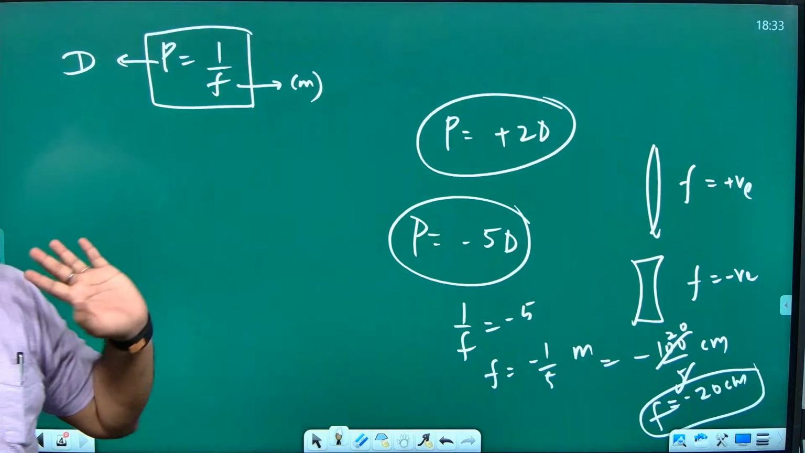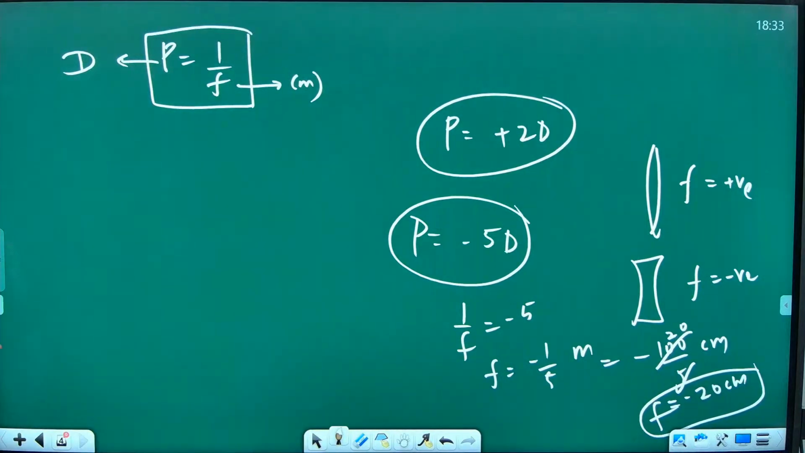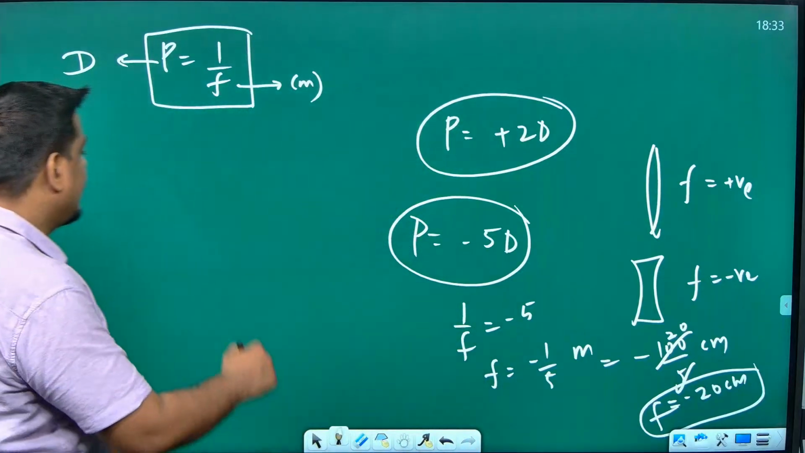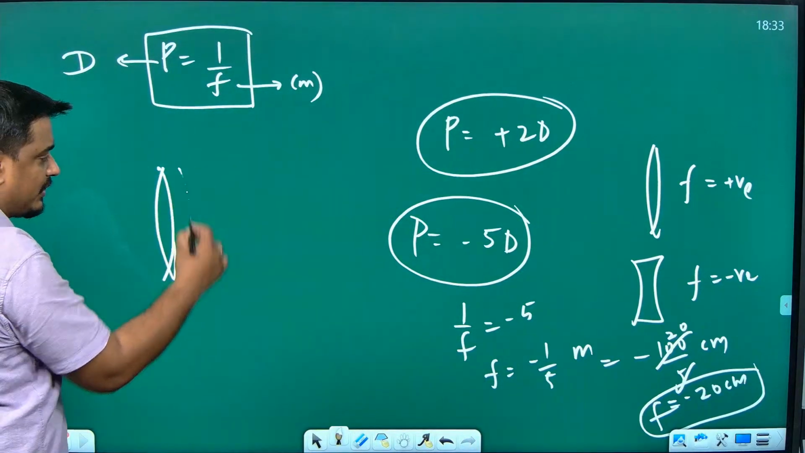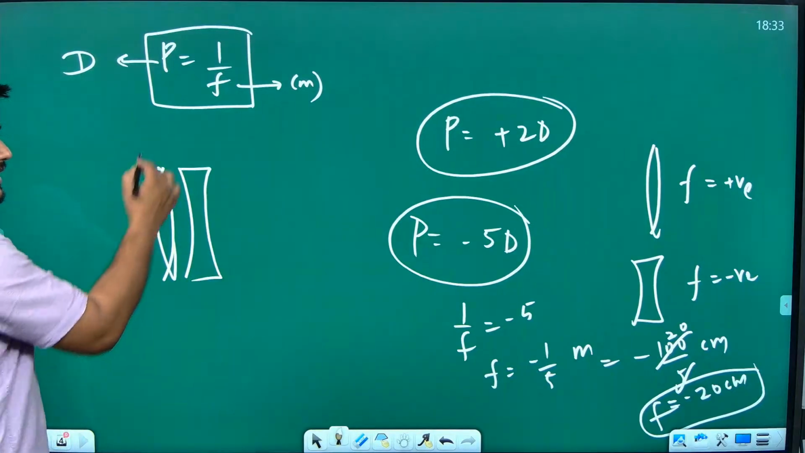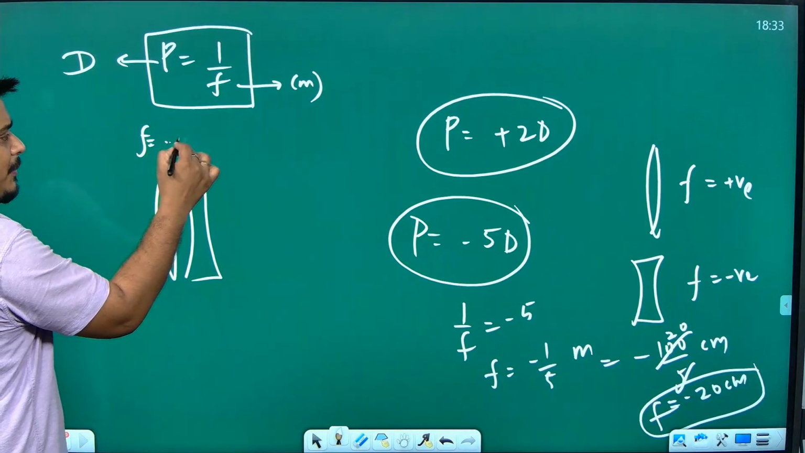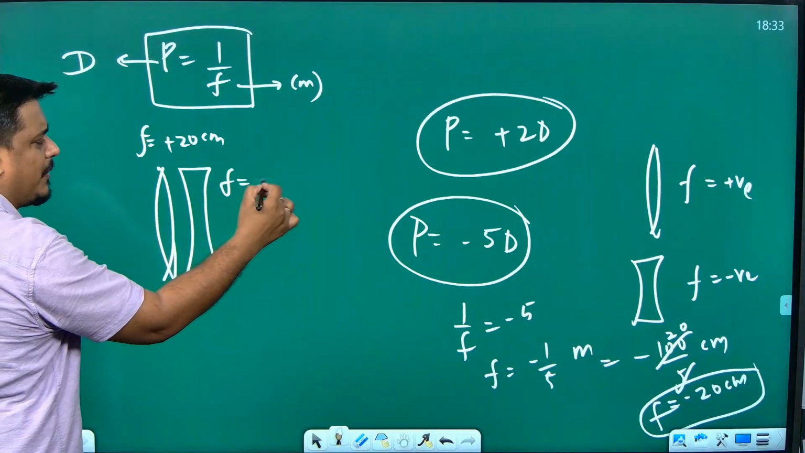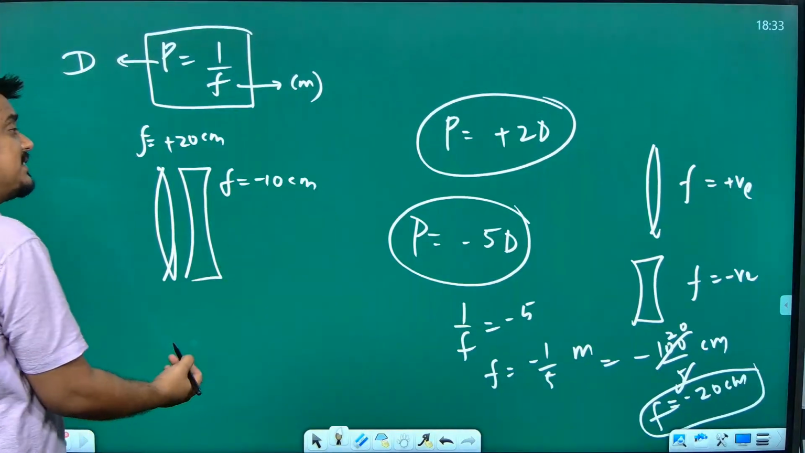This kind of question can come. Or a question can come from the combination of powers. That is, if you have a lens and another lens nearby it, one has a focal length of +20 centimeter and the other has a focal length of -10 centimeter. What is the combined power?